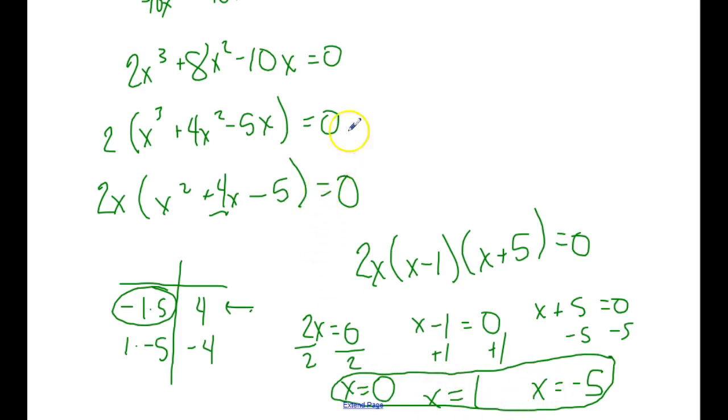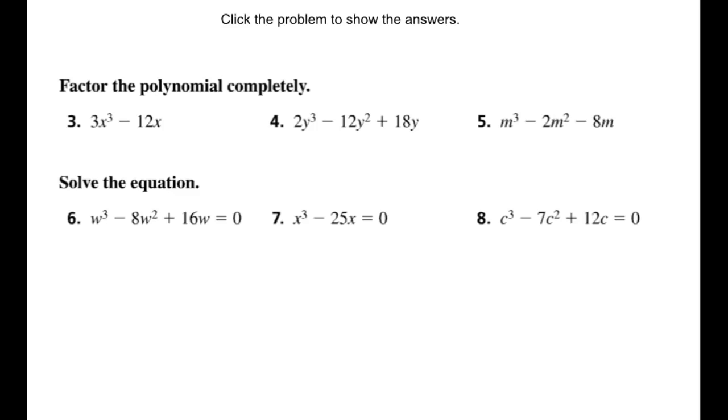So first I have to get everything to one side, and then I follow my steps to factor, and then I use my zero product property to solve for my x values. So here are a couple of monitoring progress. I want you to give these a shot and try them.